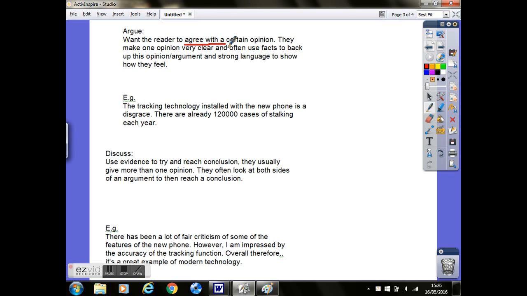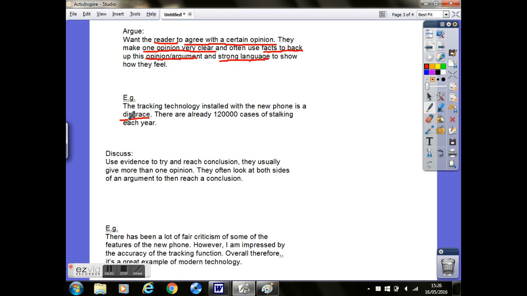So underline those key bits again. Want to make you agree with a certain opinion, make one opinion very clear, use facts to back up this, and maybe some strong language as well just added in there. Okay, so the example we've got for this one, still on the same lines with this phone we were talking about. So the tracking technology installed with the new phone is a disgrace.